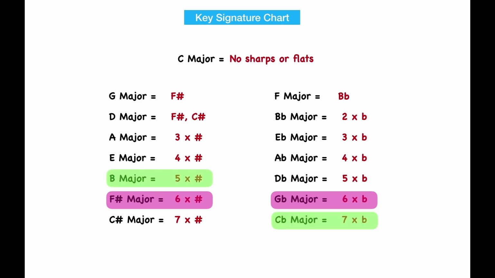Now this also goes for B major and C flat major. Of course, B and C flat are the same note. Now again, for advanced music theory reasons, the B major has 5 sharps in it and the C flat major has 7 flats in it. But do not worry about that right now. Just be aware that there are 2 separate key signatures. And the same for C sharp and D flat.